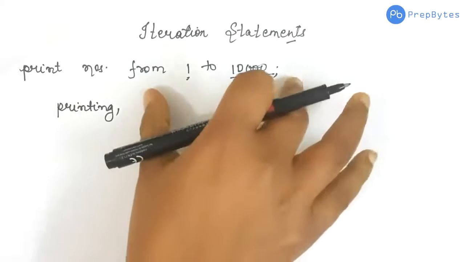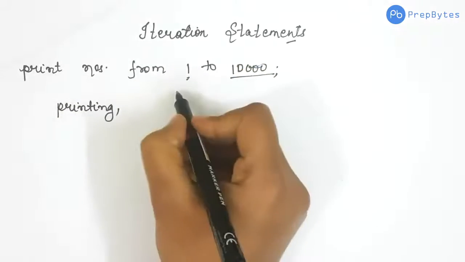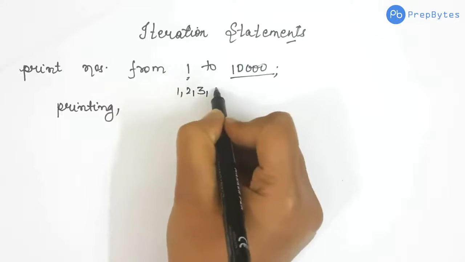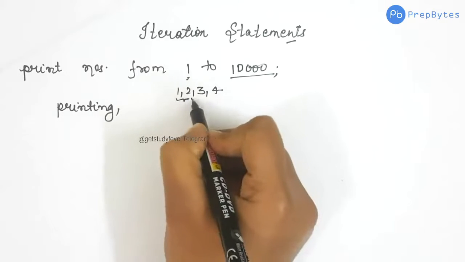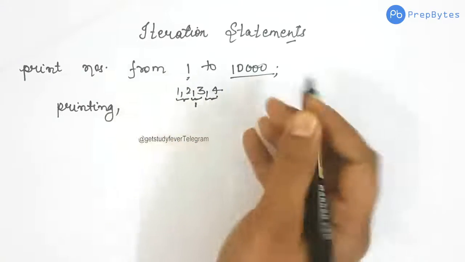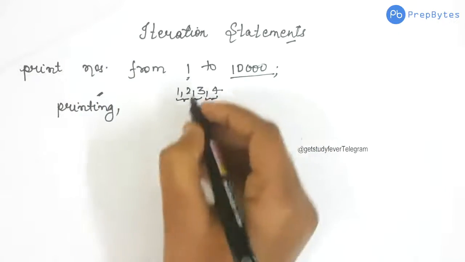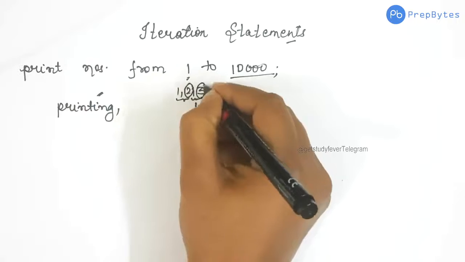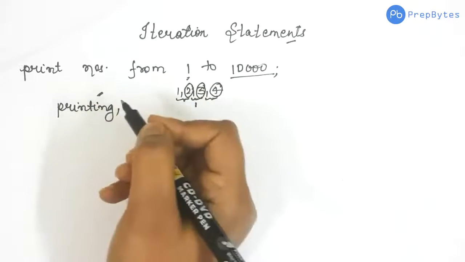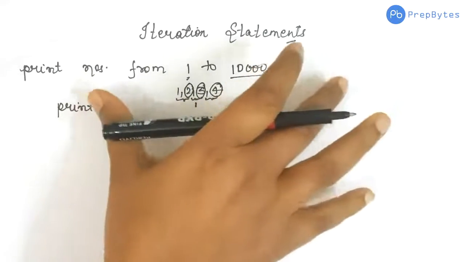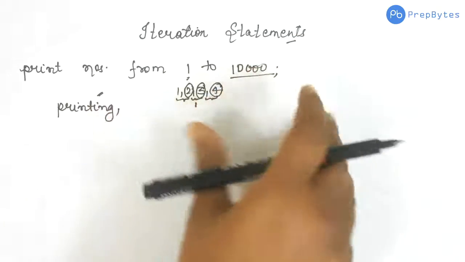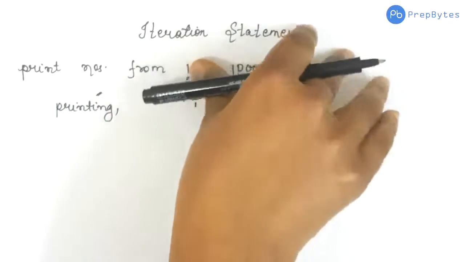And there is a pattern here: every time I have to print 1, 2, 3, 4, the difference between the two numbers is 1. So I am doing a repetitive task of printing numbers. It's just that the value I am printing changes after each printing. So for these kinds of repetitive tasks, we use iteration statements.